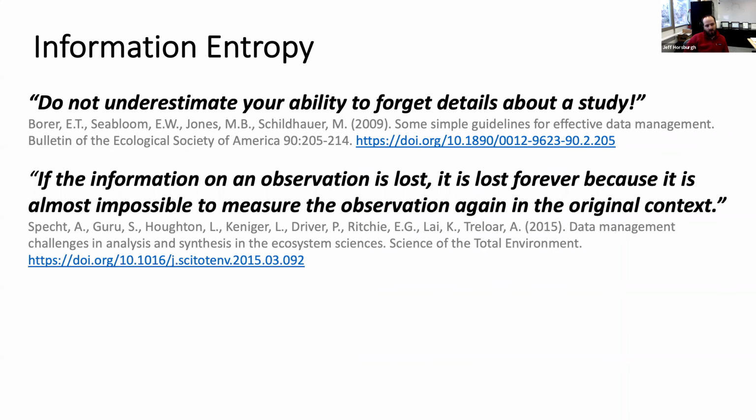Here's another one that's really important to keep in mind. If the information on an observation is lost, it's lost forever because it's almost impossible to measure that observation again in the original context. So, you know, if you went out and collected a bunch of data related to a storm event or something like that, you can't get that storm event back. You can wait for the next one to come along, but you can't really reproduce those events that happen.